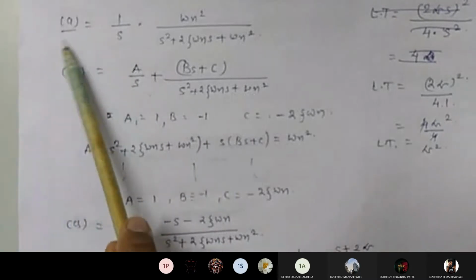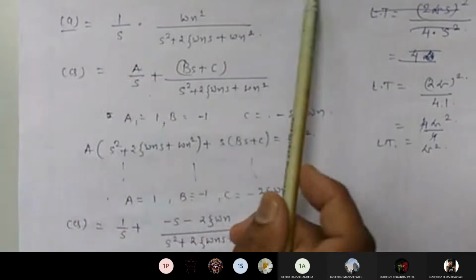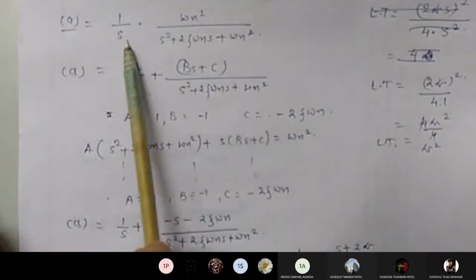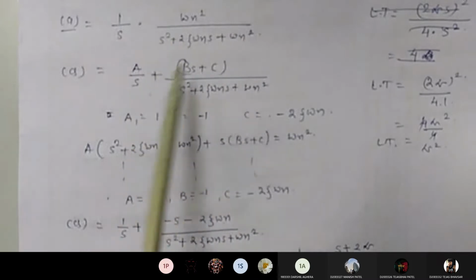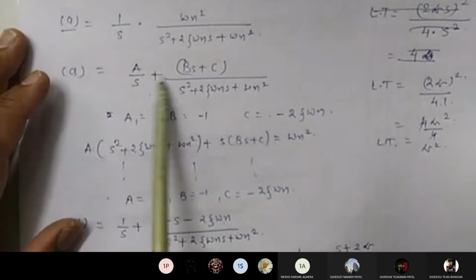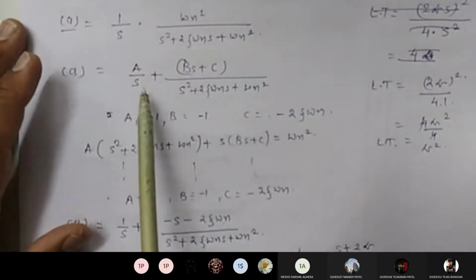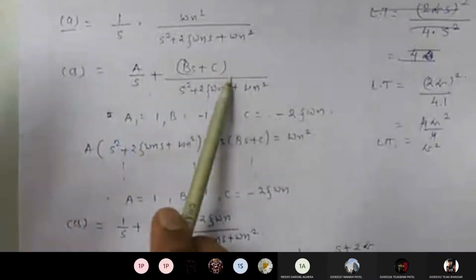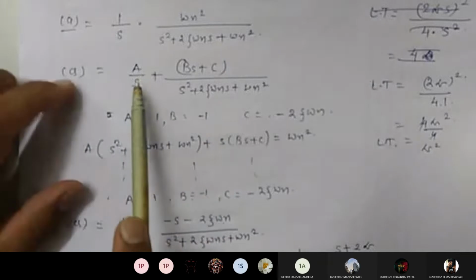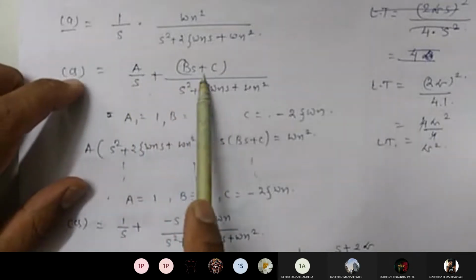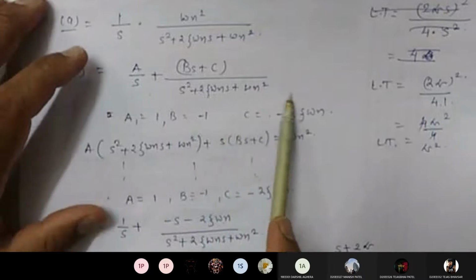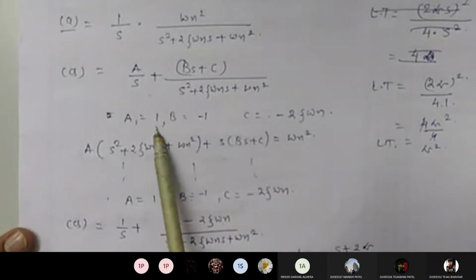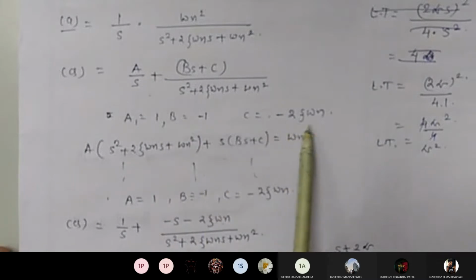So we have started like this: C(s) upon R(s), with R(s) equal to 1 upon s. This is the 1 upon s, and this is your transfer function. We want to find the inverse Laplace, so to get the correct inverse Laplace transformation we need the correct plus or minus signs here. I can get help from the partial fraction method: A upon s plus (Bs plus C) upon (s square plus 2 zeta omega n s plus omega n square). If you calculate A, B, and C, we get A equal to 1, B equal to minus 1, C equal to minus 2 zeta omega n.